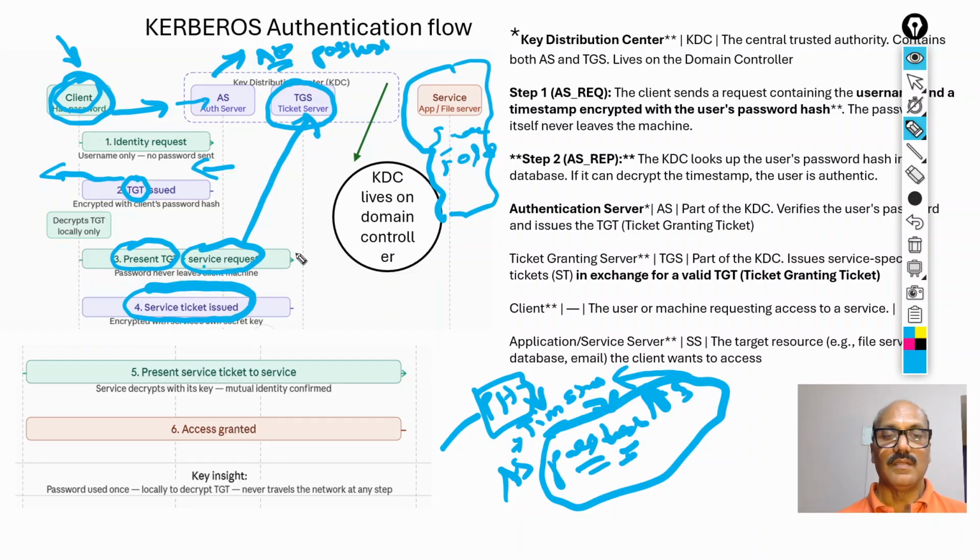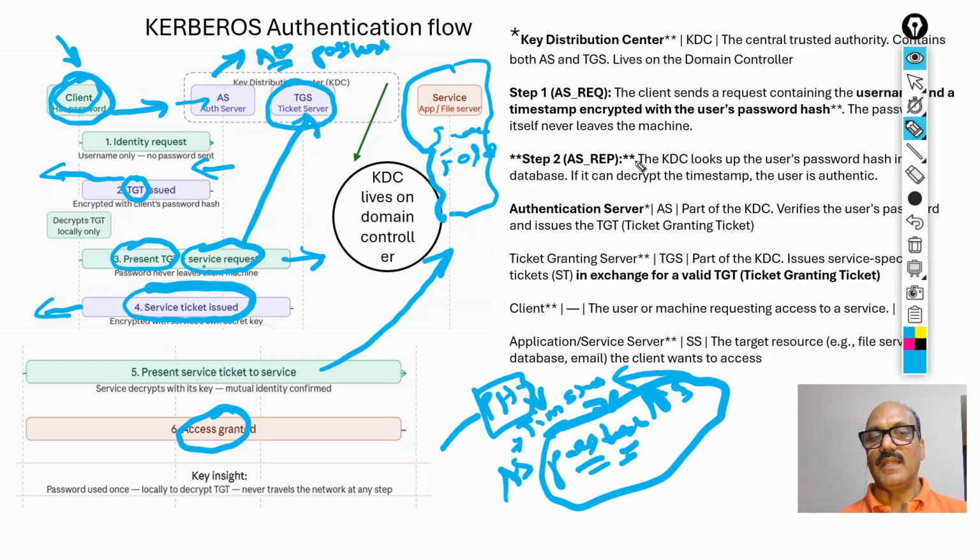This is this side. The client will get the service ticket. Using this service ticket, it will access the service. Okay, access granted. Remember here, the KDC looks up the user password hash. If it is able to decrypt, then the request which is coming is authentic, because both are having the same hash of the password. If it is able to decrypt the timestamp, it indirectly means that the client is authentic.